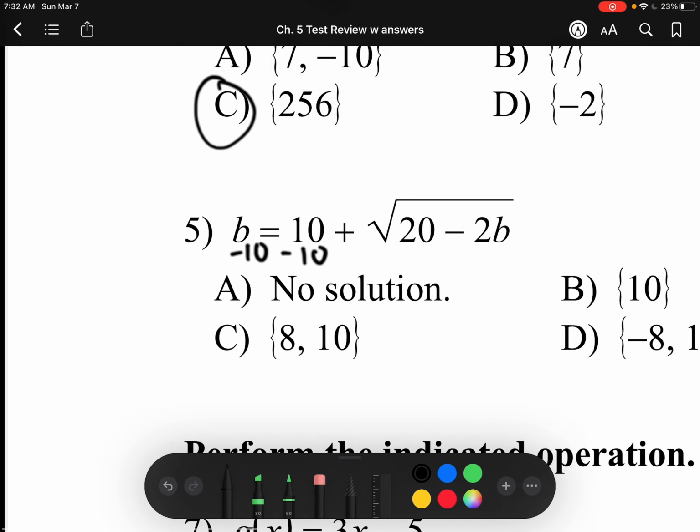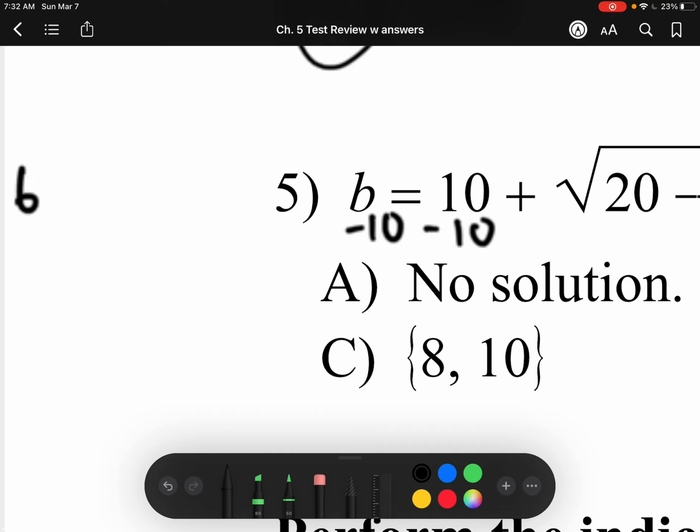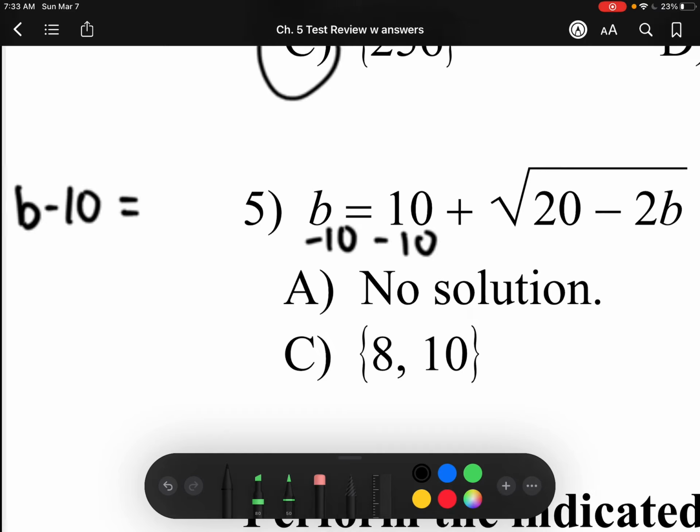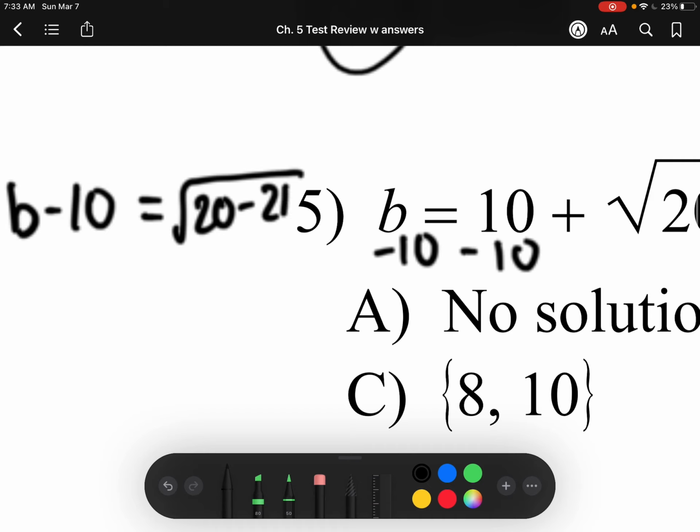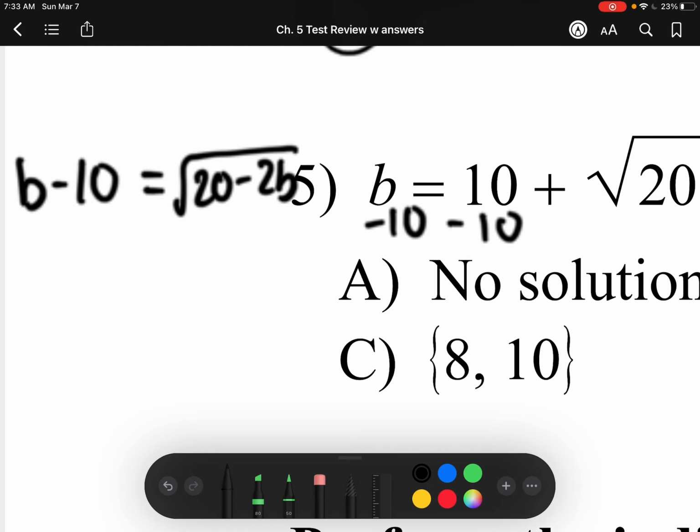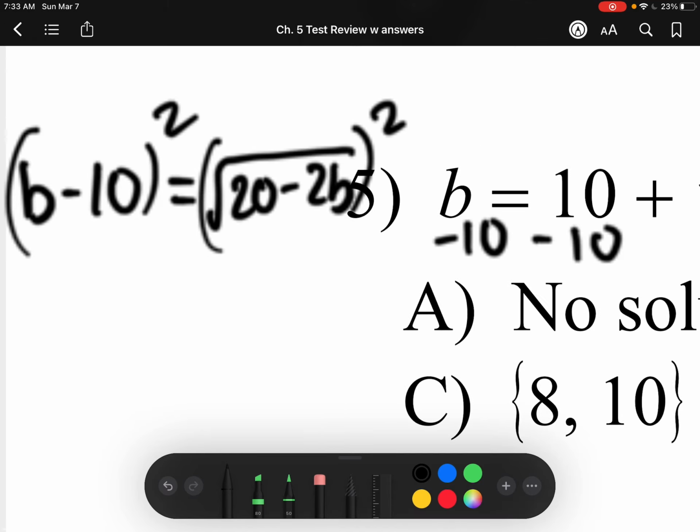And I get, let me write it over here. So I get b minus 10 is equal to the square root of 20 minus 2b. All right, so step 2 is to square both sides. Well, to raise each side of the equation to the power of the index, but since this is a square root, I'm squaring both sides. So now I have b minus 10 squared, and the square root of 20 minus 2b squared. So over here on this side, it gets rid of my radical.